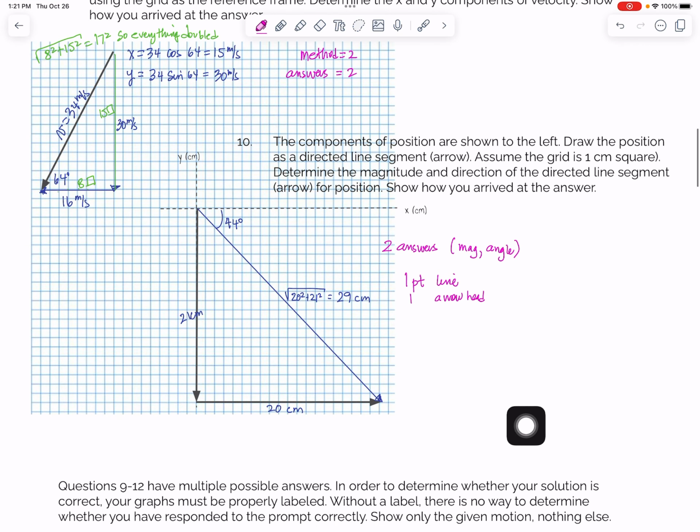For number 10, you needed to draw an arrow that went from the tail of the first to the tip of the second. So that was worth 2 points, an arrow, both line and arrowhead in the correct direction. And you also had to give the magnitude and the direction. So again, count 20 here, 21 here. Use Pythagorean theorem to figure out that the length of this line is 29 centimeters. And then you can either use trig or measure with a protractor to get 44 degrees.